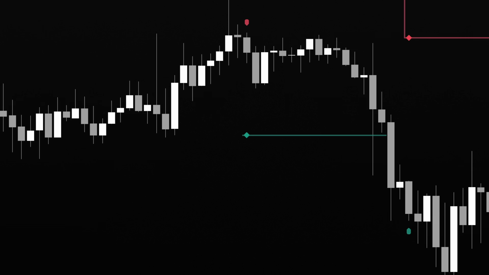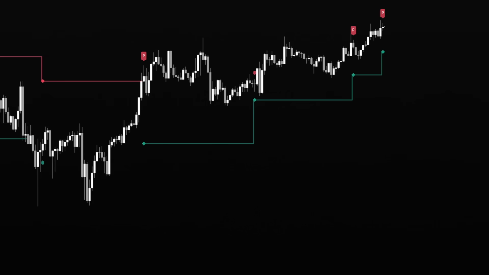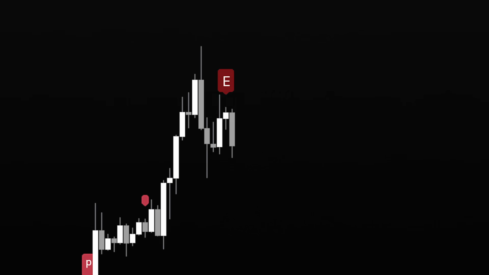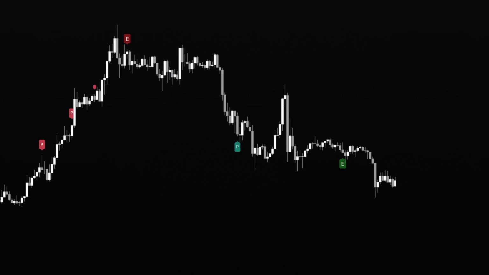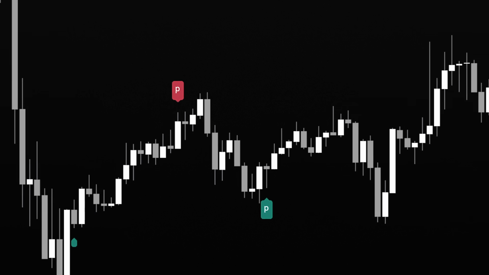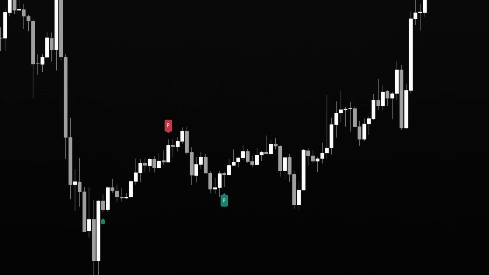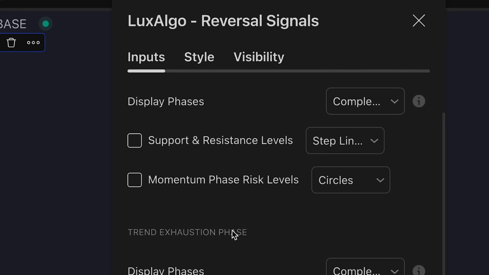You might also notice these labels with no letters. These are the same but earlier signals, providing users with more granularity as the reversal develops. Now those two phases, momentum and exhaustion, can lead to either a full reversal or just a retracement within the trend. But to confirm whether a true reversal is taking shape, we need to head into the indicator's settings.